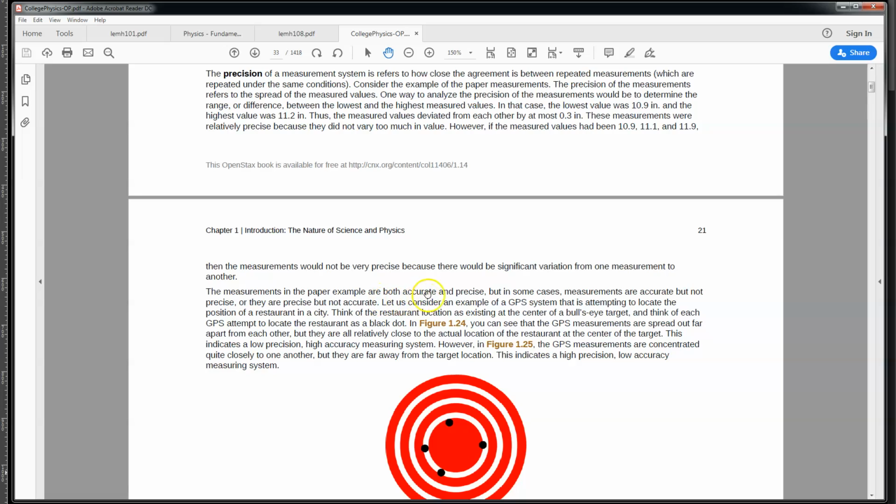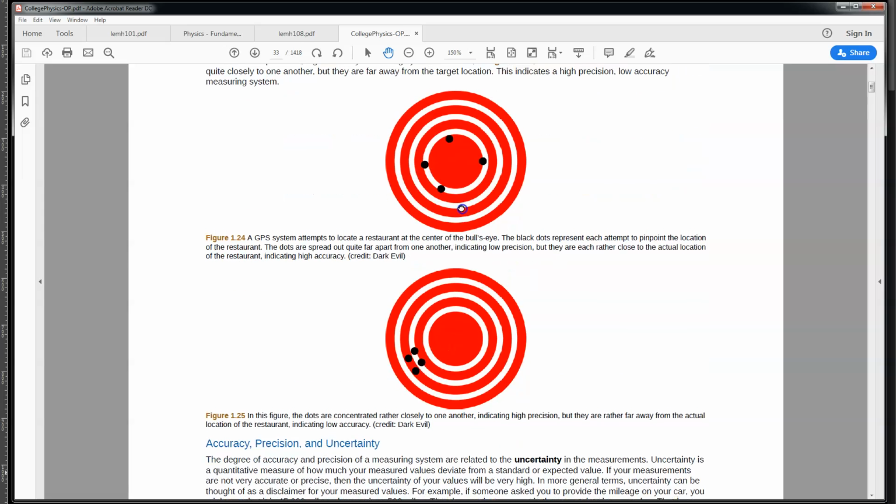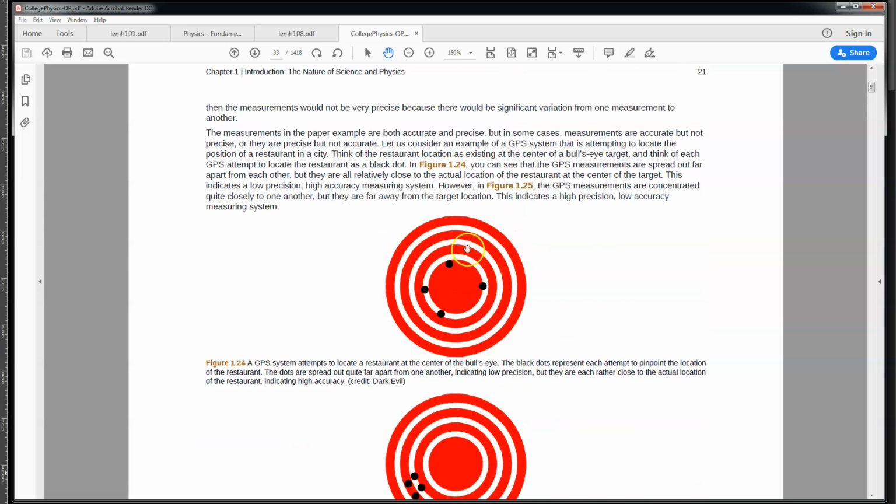So the measurement in the paper example are both accurate and precise, but in some cases measurements are accurate but not precise, or they are precise but not accurate. Let us consider an example of a GPS system that is attempting to locate the position of a restaurant in a city. Think of the restaurant location as existing at the center of the bull's-eye target, and think of each GPS attempt to locate the restaurant as a black dot. Now in figure 1.24, which is this figure over here, you can see that the GPS measurements are spread out far apart from each other, but they are all relatively close to the actual location of the restaurant at the center of the target.